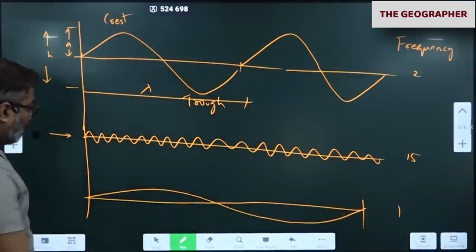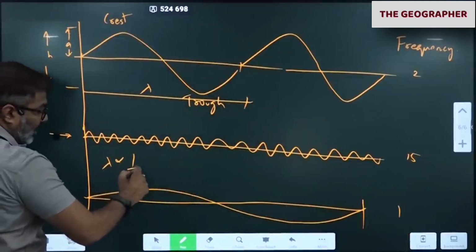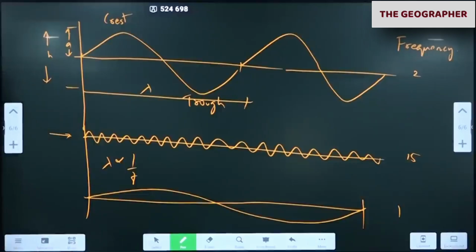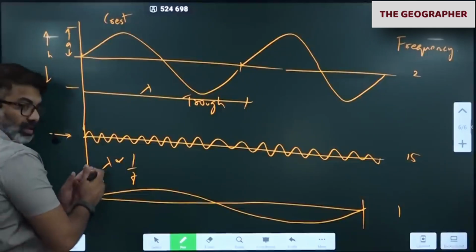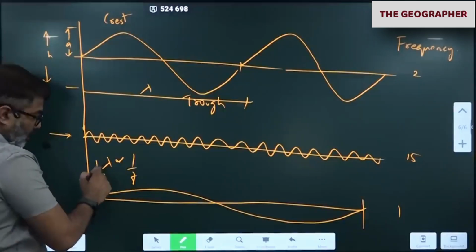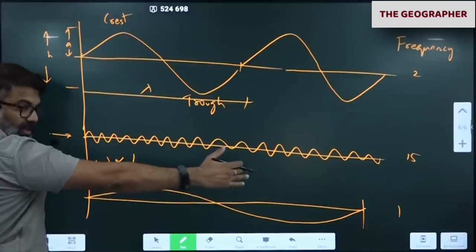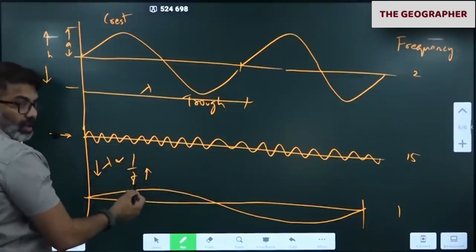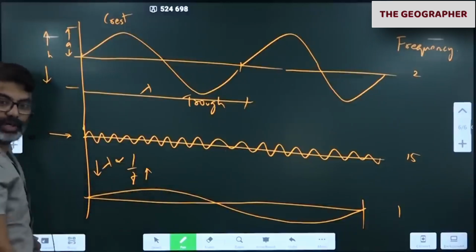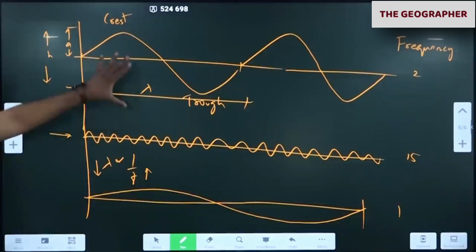You got it? Wavelength and frequency are inversely proportional. They are inversely related. The shorter the wavelength, the higher the frequency. The longer the wavelength, the smaller the frequency. You got it? Wavelength and frequency are inversely related. Is this clear now?